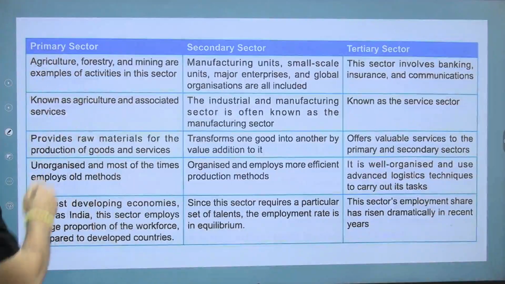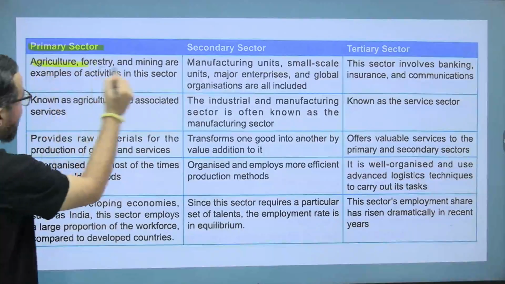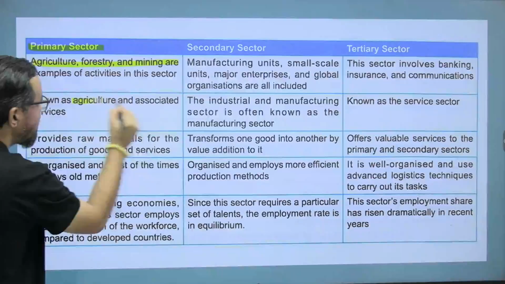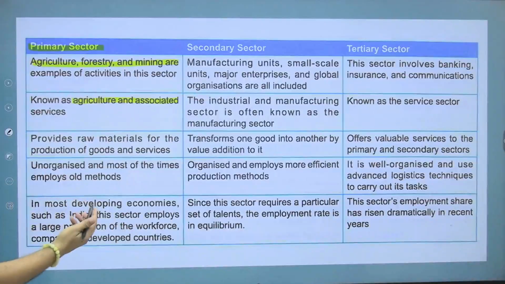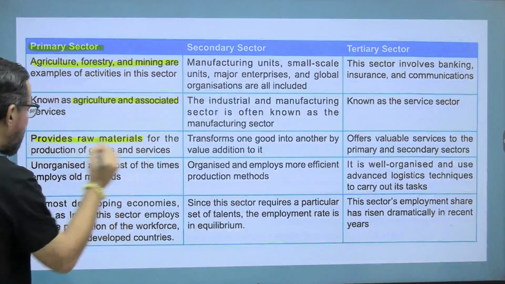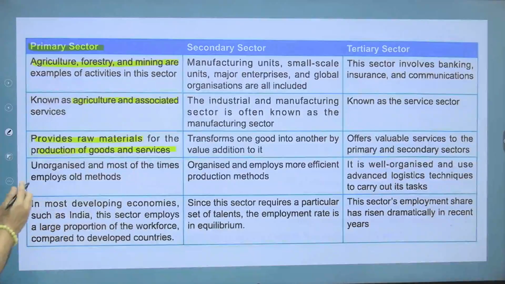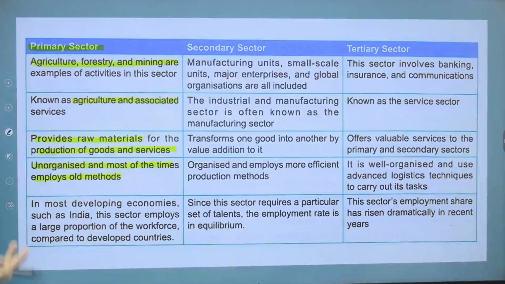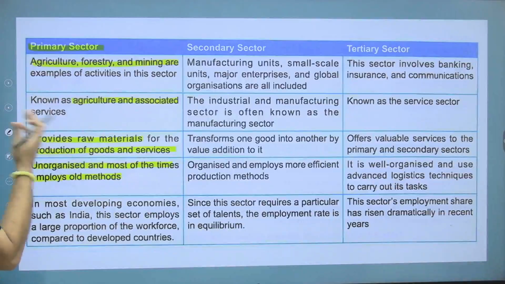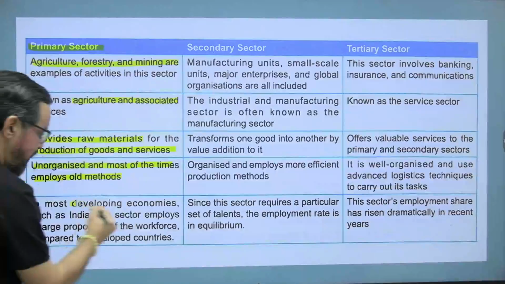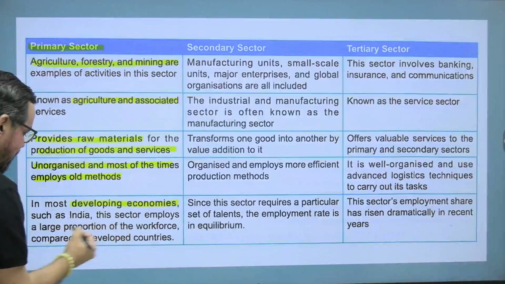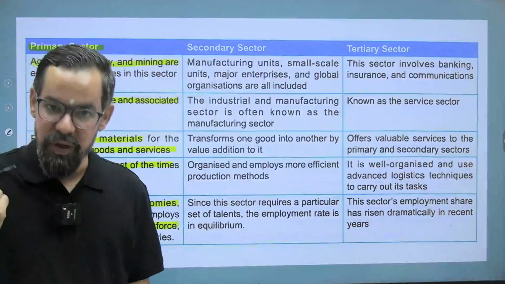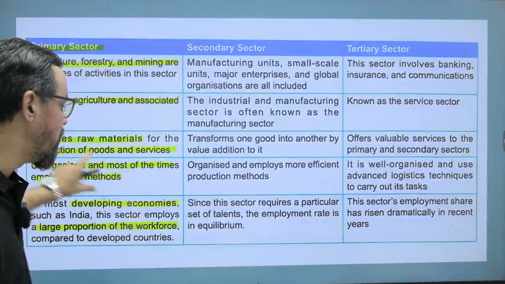So when it comes to the primary sectors, it includes agriculture, forestry, mining. These are the examples of this particular one. Known as agriculture and allied activities or associate services, provide raw material for the production of goods and services. Unorganized and most of the time employs old methods of the agriculture things or the animal husbandry or the other areas. In most developing economies such as India, this sector employs a large portion of the workforce. So the employability, which we have discussed with our previous chart also, we have maximum employability based on this particular one.